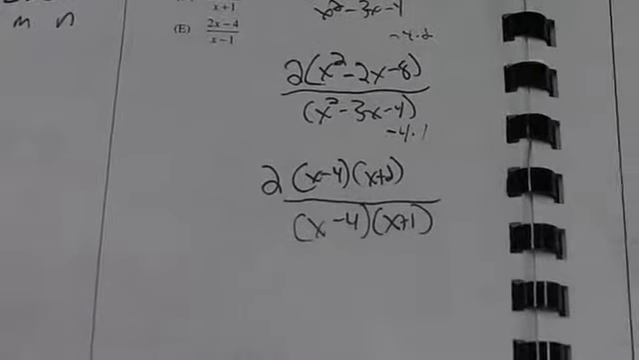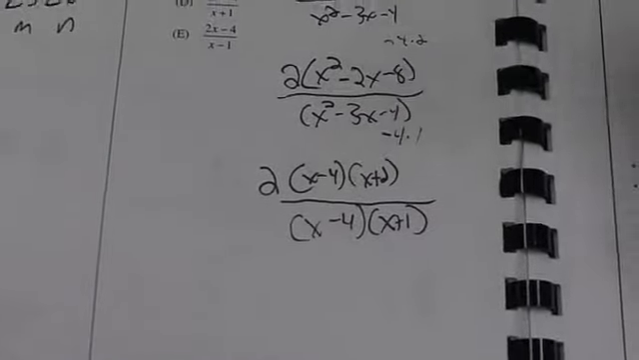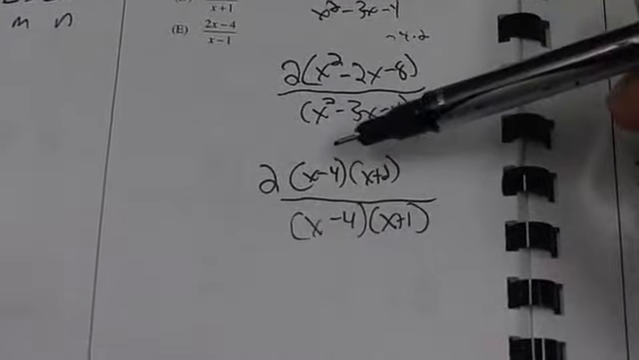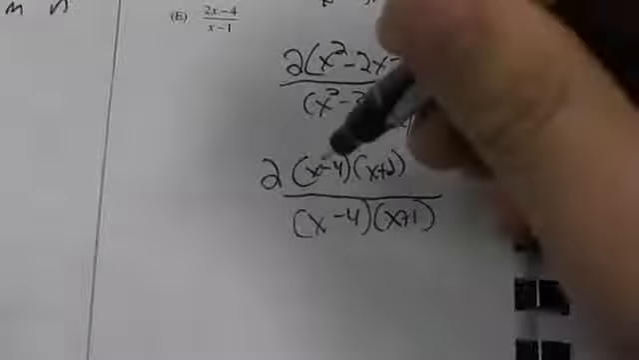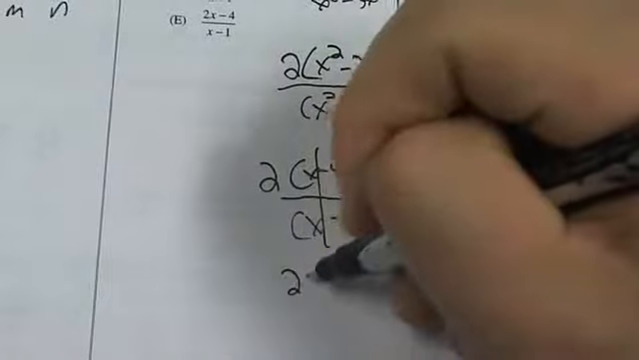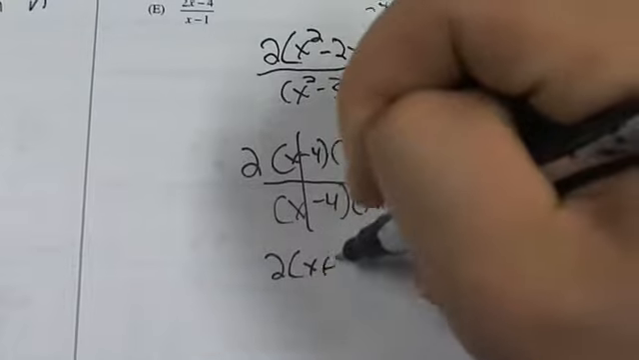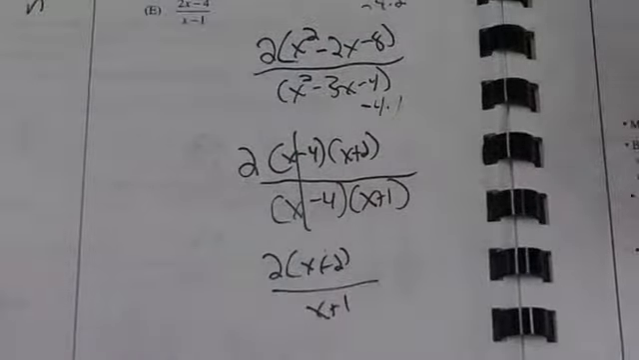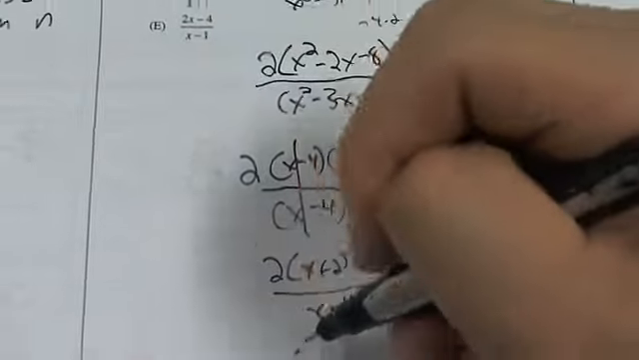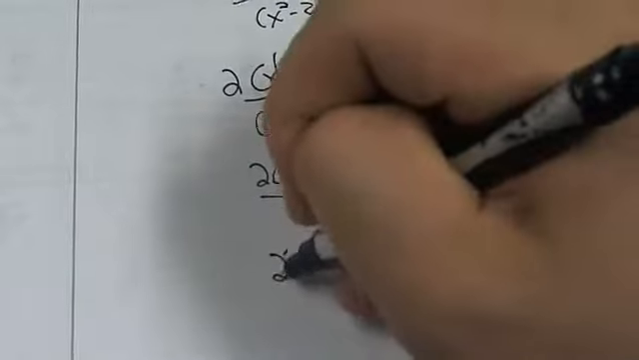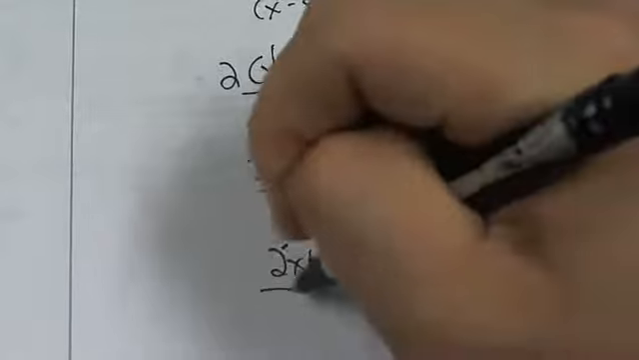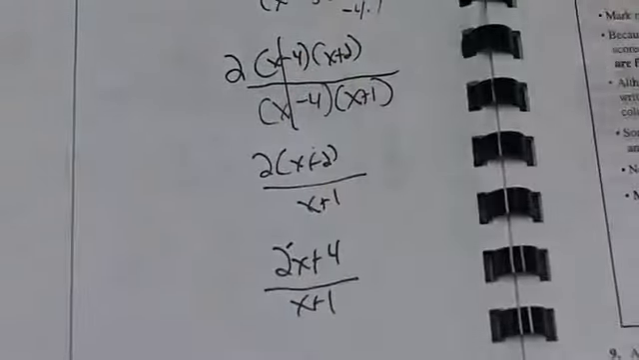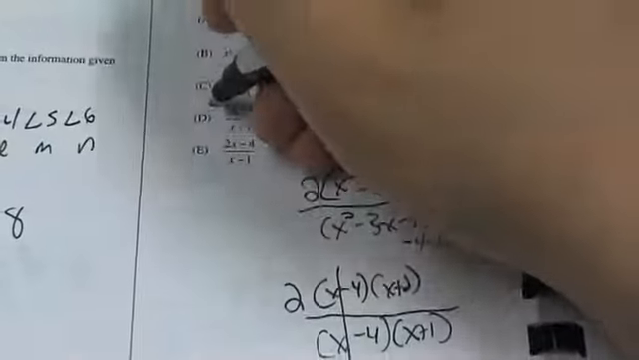Alright. So what's going to cancel? Well, the only way to cancel is whatever is the top is the same as the bottom. So x minus 4 is canceled. So you're left with 2 times x plus 2 divided by x plus 1. Alright, so you distribute the 2. So you're left with 2x plus 4 divided by x plus 1. So the answer is D.